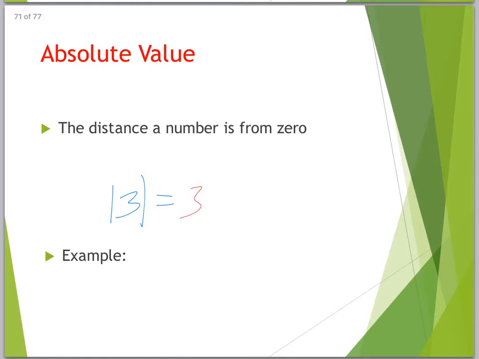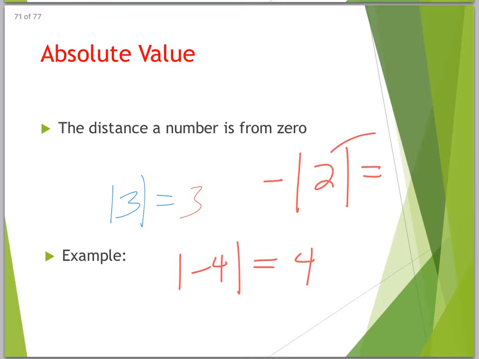Likewise, if I say I want the absolute value of negative 4, well, again, it's distance, so it's not negative. It comes out as positive 4. Little caveat, though: if I put down the negative absolute value of 2, this comes out as a 2, but I have to throw the negative back on because it's on the outside. So make sure you pay attention to little things like that.